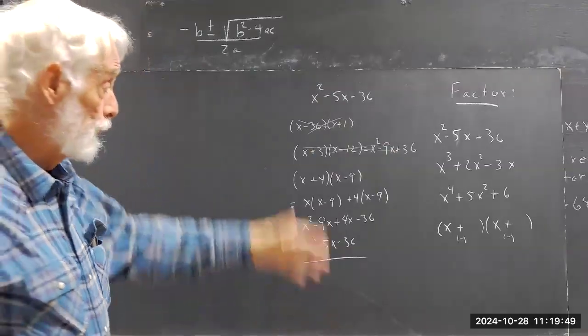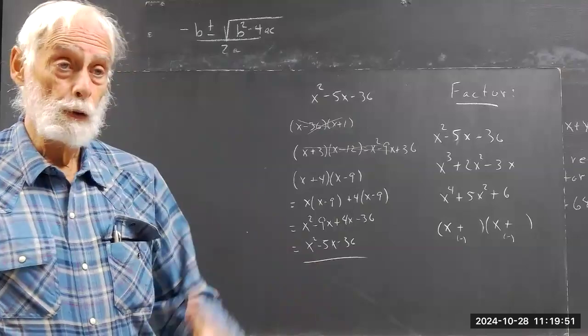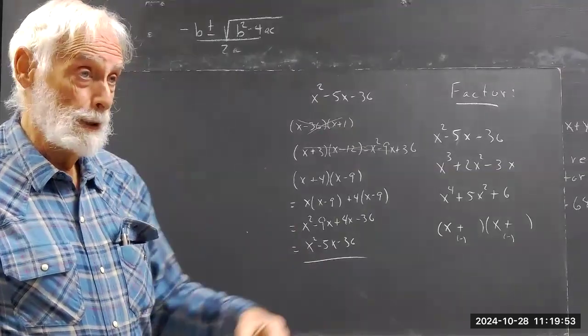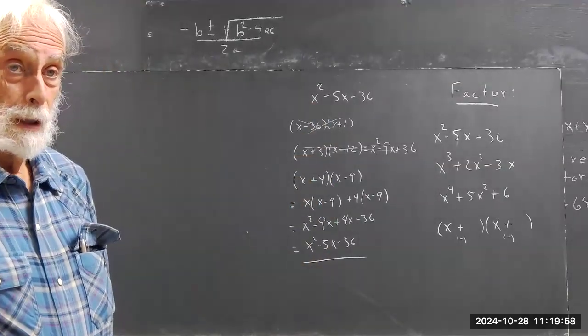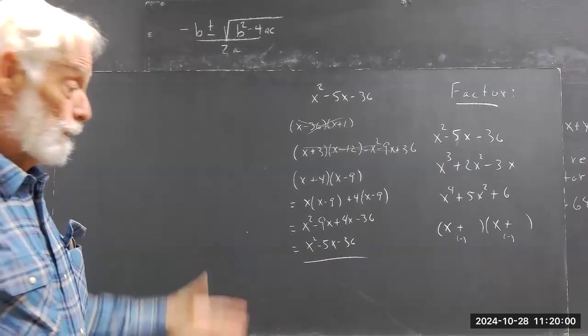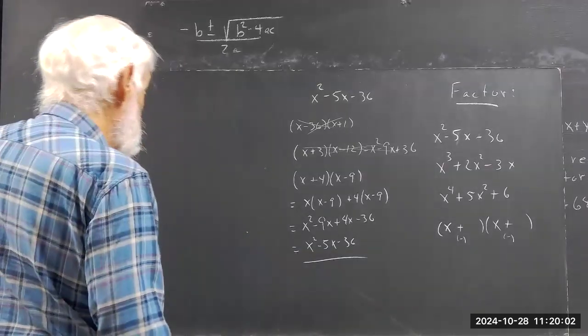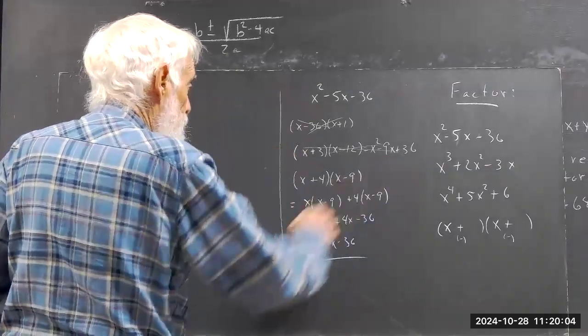Well, last time we listed every possible combination. We're going to do a lot of that today too, because we're going to talk about when you don't have a 1 in front of x squared. And that gets a little more complicated. Okay, but that's the process. So we can use that process for this one now.